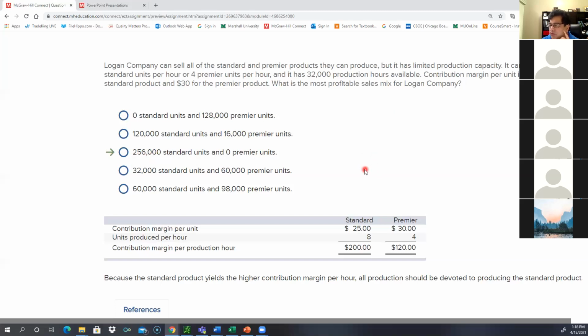But suppose the demand for standard is limited to only 150,000 units, for example. Then what happens? You don't want to produce more than 150,000 units. So you would produce 150,000 units of the most profitable, and then you will use the rest of the hours to produce the premier. Okay, I understand. Thanks. You're welcome.